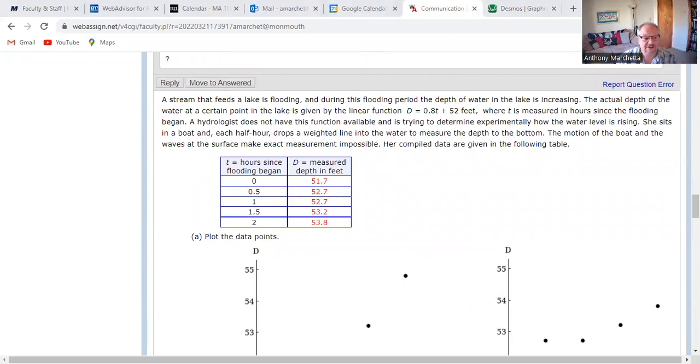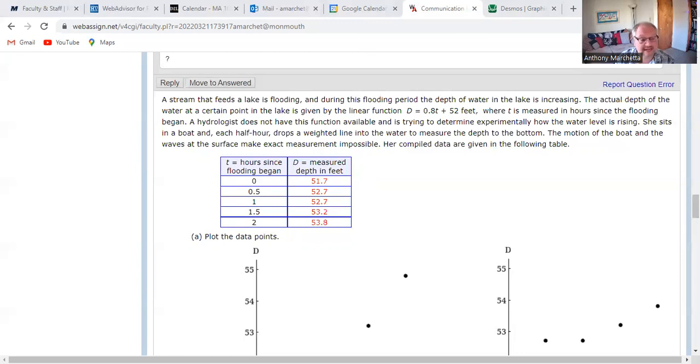It says, a stream that feeds a lake is flooding, and during this flooding period, the depth of water in the lake is increasing. The actual depth of the water at a certain point in the lake is given by a linear function, and then we have a function given there. T is measured in hours since the flooding began. A hydrologist does not have this function available and is trying to determine experimentally how the water level is rising. She sits in a boat and each half hour drops a weighted line into the water to measure the depth to the bottom. The motion of the boat and the waves at the surface make exact measurement impossible. Her compiled data are given in the following table.